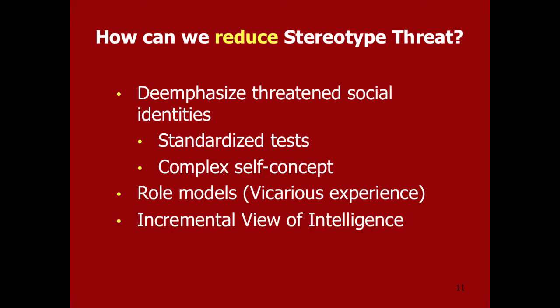Lastly, but most importantly, it's been shown that an incremental view of intelligence, also known as a malleable view of intelligence or a growth mindset, has been shown to reduce stereotype threat. This has been labeled as attribution retraining. Students who attribute their successes and failures to their own effort and not to some type of stereotype or some type of talent that they were born with have been shown to be able to increase performance when normally stereotype threat would lower it. Incremental views of intelligence or growth mindsets are extremely important in impacting success.